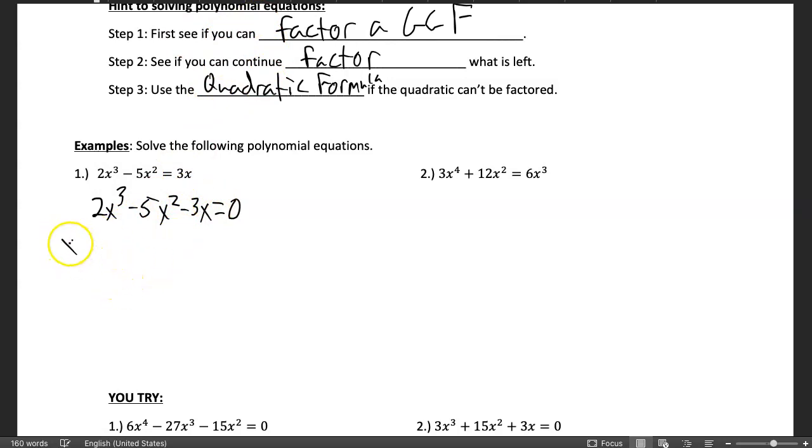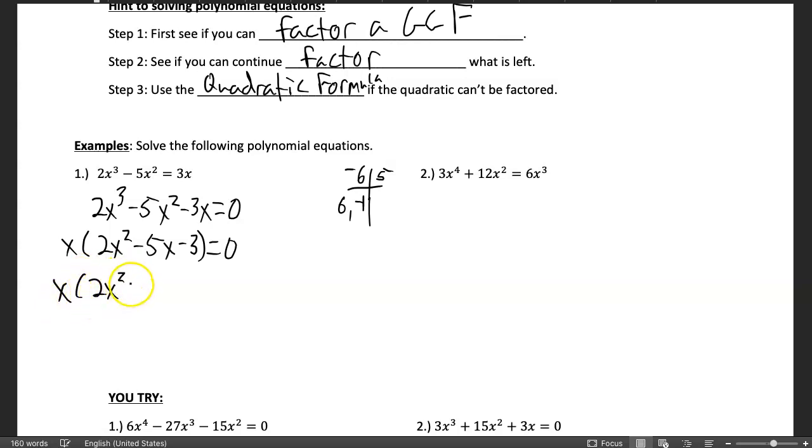Each of these terms has an x that can be pulled out, so we're left with 2x squared minus 5x minus 3 is equal to 0. Next step is to continue to factor what's left. If we do our AC-B, we're looking for factors of negative 6 that add up to negative 5. We see that 6 and negative 1 fit the bill. 6 times negative 1 gives us negative 6, but added together they make 5. So we're going to split up that middle term because our a value is not 1. So this becomes 2x squared plus 6x minus x minus 3 is equal to 0.